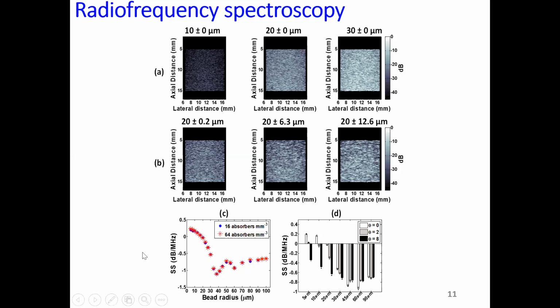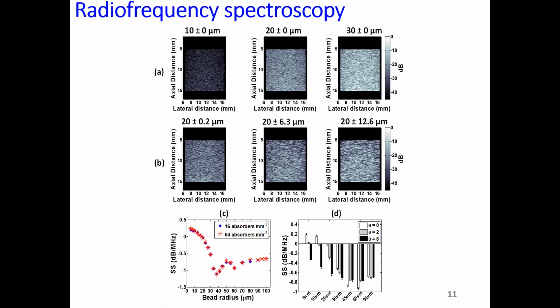The quantitative parameter that arises from this technique is called the spectral slope, or SS. And when I plot the spectral slope in panel C as a function of the bead radius, you will see that this parameter is capable of differentiating various sizes of beads up until typically the region of your transducer where the product of your wave number and radius of absorber approaches 1. And what's important to note is that this parameter is independent of concentration, as shown here for 2 different concentrations. So it is exclusively a size-dependent parameter.